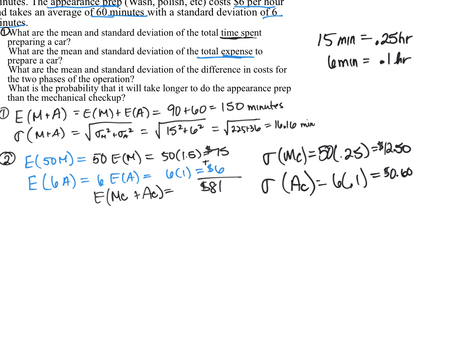Now, can I just add those for the standard deviation? I'm going to say no. Did we just add them up here? We couldn't just add these standard deviations for mechanical checkup and appearance prep. We had to use the Pythagorean theorem formula. So I have to do the same thing here. I can't just add my standard deviations. The standard deviations don't add, the variance adds. So that's the square root of 12.5 squared plus 0.6 squared.